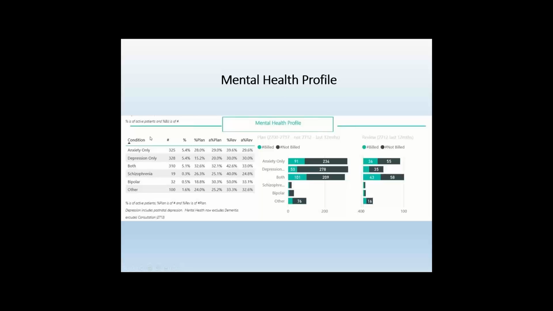Mental health profile. So in this section, we've got the different mental health conditions listed down the left-hand side. And in the next column, we've got the number of active patients who have that condition at the practice, shown as a percentage of your active patients. And then we've got the percentage of those patients with that diagnosis who've had the mental health treatment plan in the last 12 months compared with the area average.